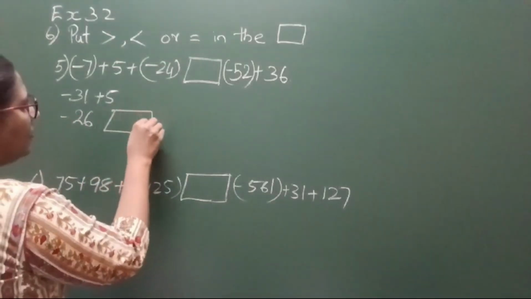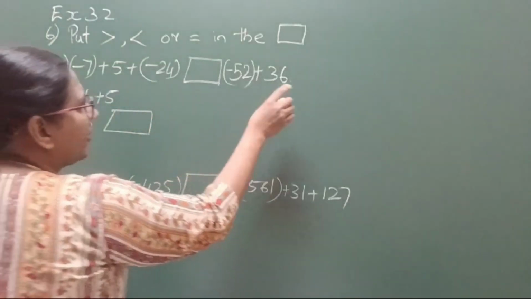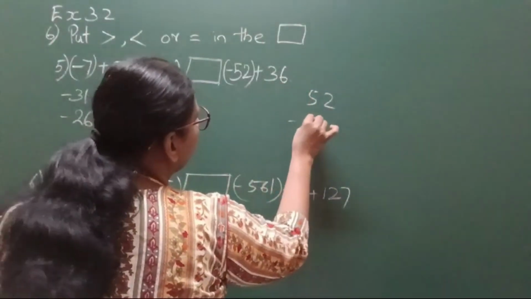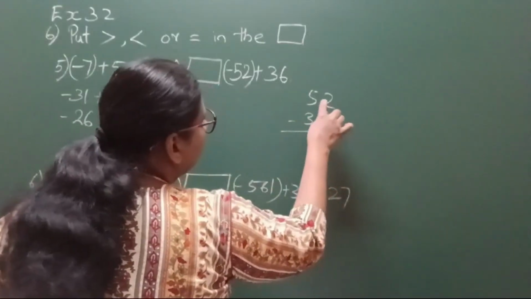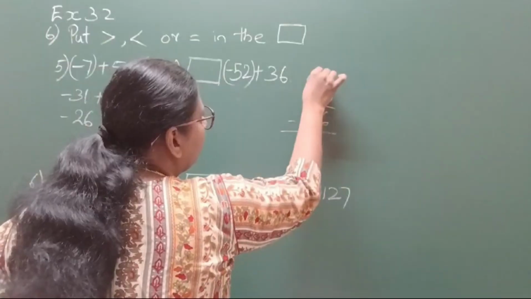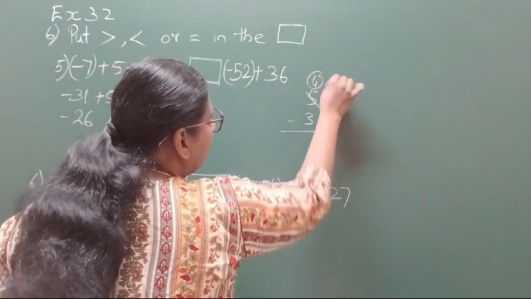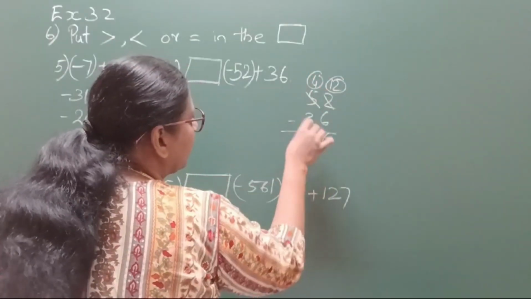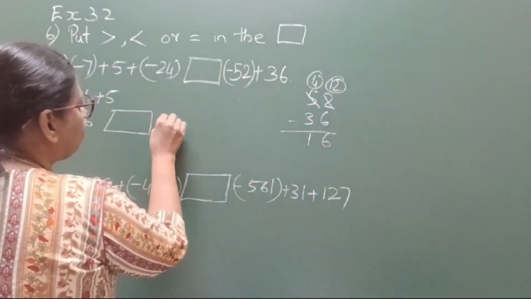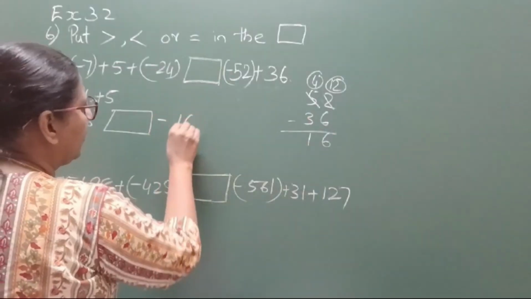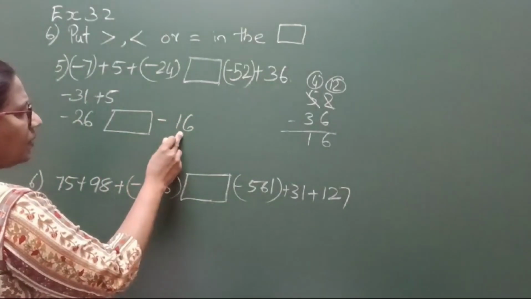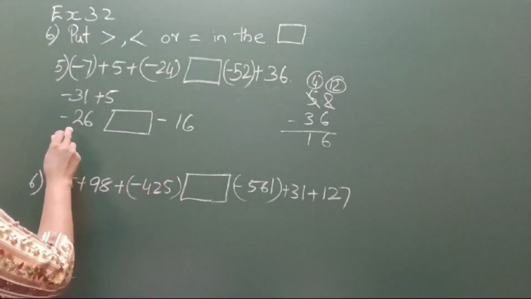Okay. Then this side, 52 minus 36. Since they are two different integers, we have to find the difference. From 2 we cannot subtract 6, so we have to borrow from here. This will become 4 and this becomes 12. 12 minus 6 is equal to 6. 4 minus 3 is equal to 1. Greater number sign is minus. Minus 16. Both are negative integers, but the smaller number is greater than the greater number.